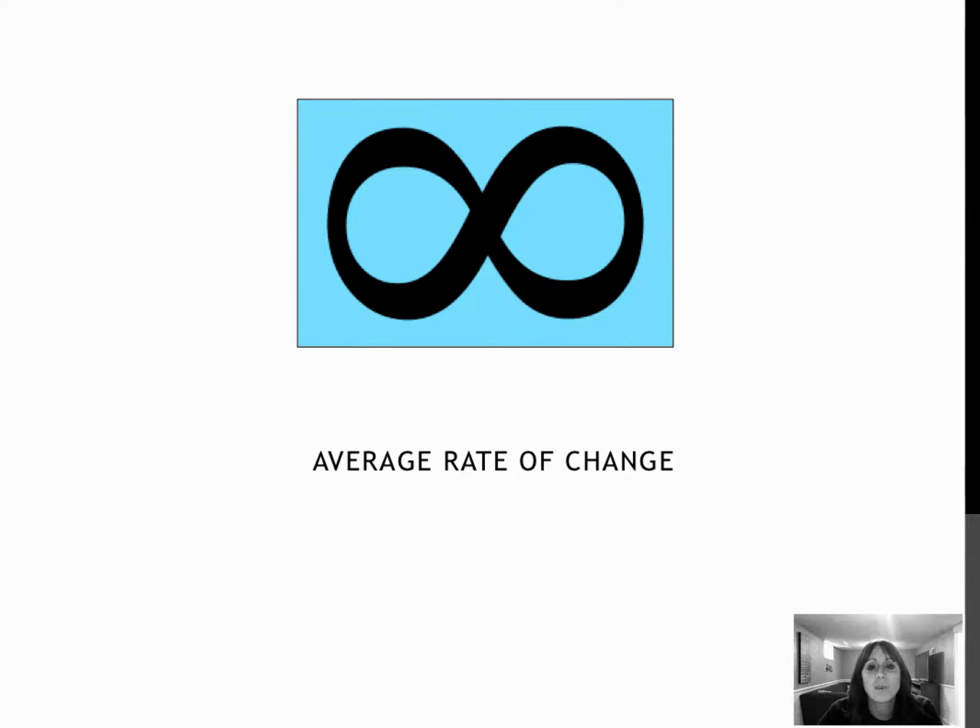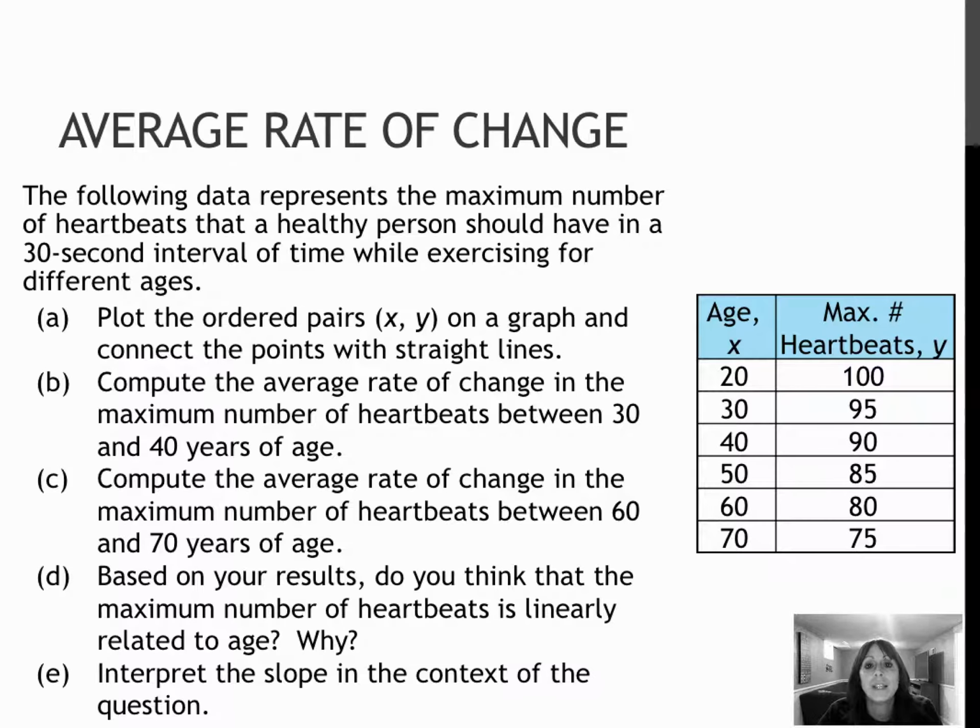When a question asks you to find the average rate of change, typically that's just code for find the slope. So in this case, we have the age of a person, and we have the maximum number of heartbeats, which represents our Y value. And we're going to answer all of these questions for this table, and we're trying to find the average rate of change, which is really just code for find the slope for each of those intervals. So let's take a look at that first question.